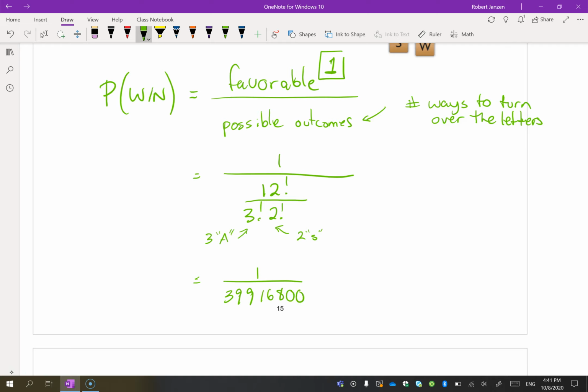So 39,916,800. This is the probability of winning this car using this game.